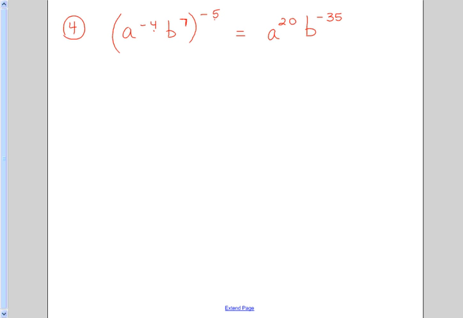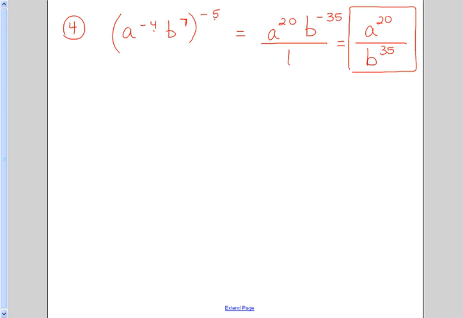Okay, so that was step 1, clear parentheses. Step 2, get rid of your negative exponents. So the only one that I will have to take the reciprocal of, or flip, will be the b. So think about this as being over a 1. Okay, a to the 20th is going to stay, but b to the 35th gets moved to the denominator to change it to a positive. Can I simplify any further?